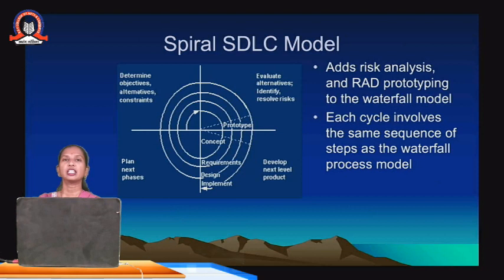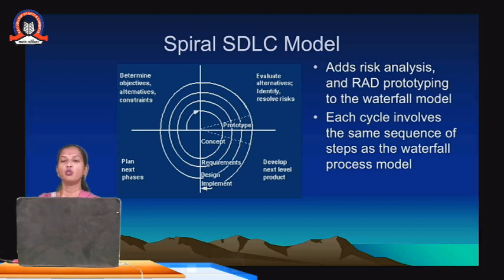The next model is the spiral model. It adds layered functionality to the development. It adds risk analysis, and also the RAD prototyping, to the waterfall. In the earlier PPT we have seen what the RAD model is. So it combines risk analysis along with RAD prototyping to the waterfall model, and that's how we construct a new model, the spiral SDLC model.